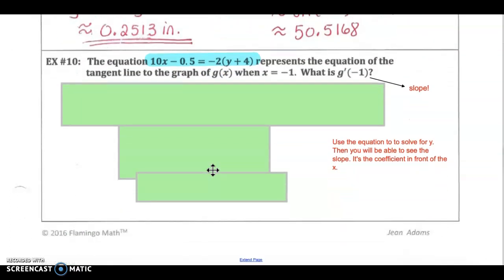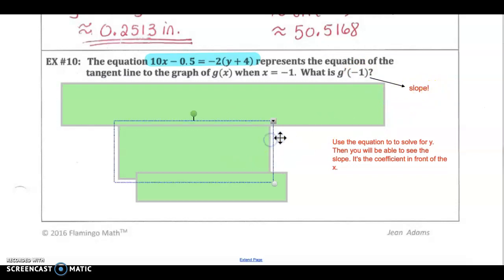Okay, last one. The equation 10x minus 0.5 equals negative 2 times y plus 4. That represents the equation of the tangent line to the graph of g of x when x is negative 1. And it wants to know what is g prime of negative 1. So remember, when we do the derivative g prime of a number, that's going to give us the slope. So we have our x value as negative 1, and our slope is what we want to know.